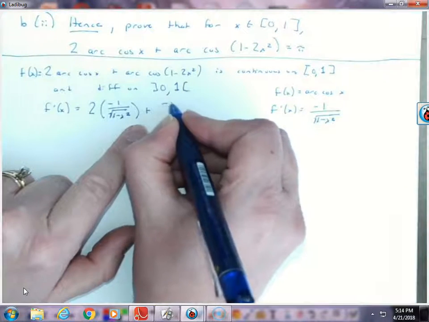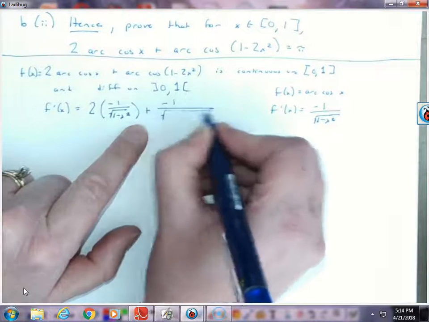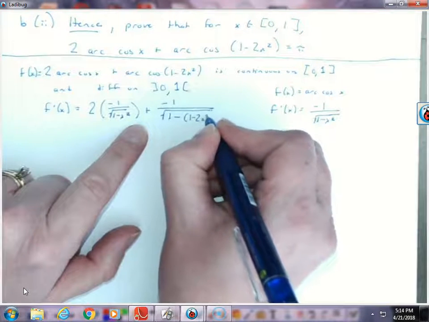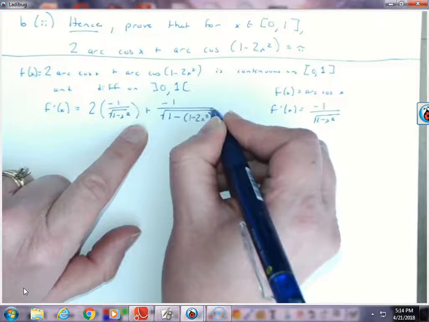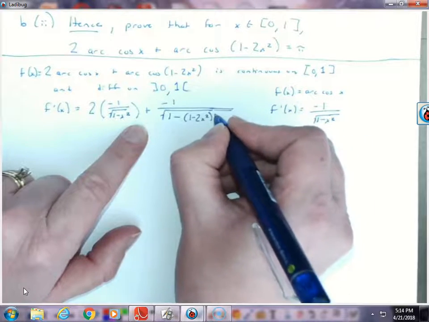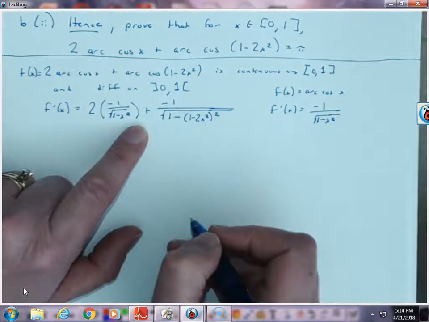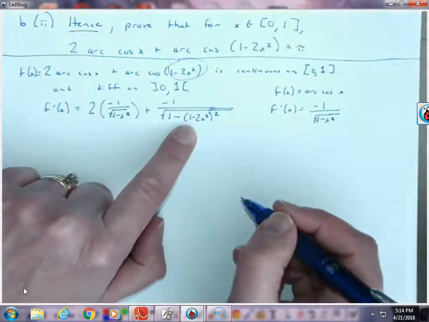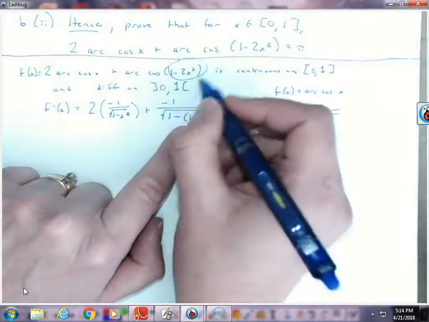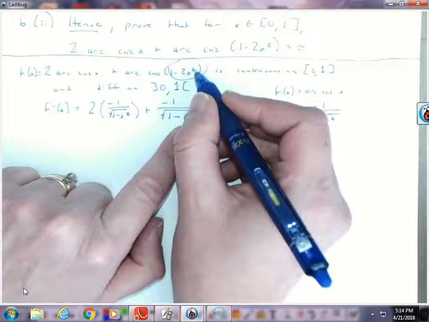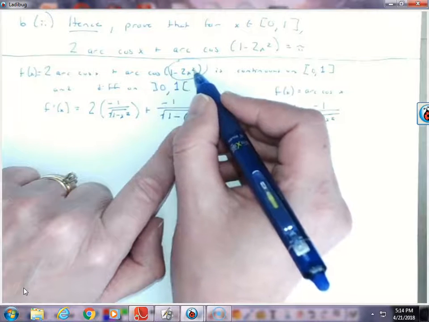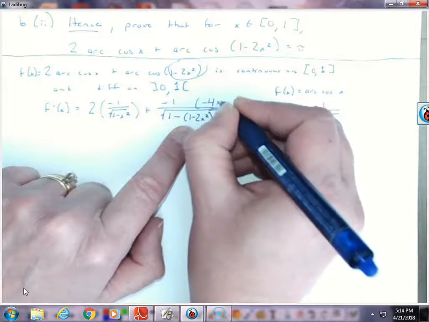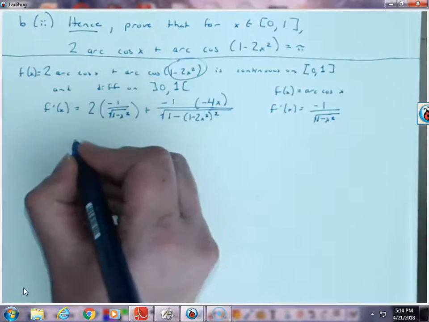So I'm going to have negative 1 over the square root of 1 minus, instead of x, I'll put 1 minus 2x squared, and that quantity is supposed to be squared. So instead of the x right there, I just put what I was taking the arc cosine of, and then times the derivative of this inside function. So that's just derivative 1 is 0, and then this would be negative 4x. So I'm just going to put that in the numerator. And we're just going to work this out and see what we get.